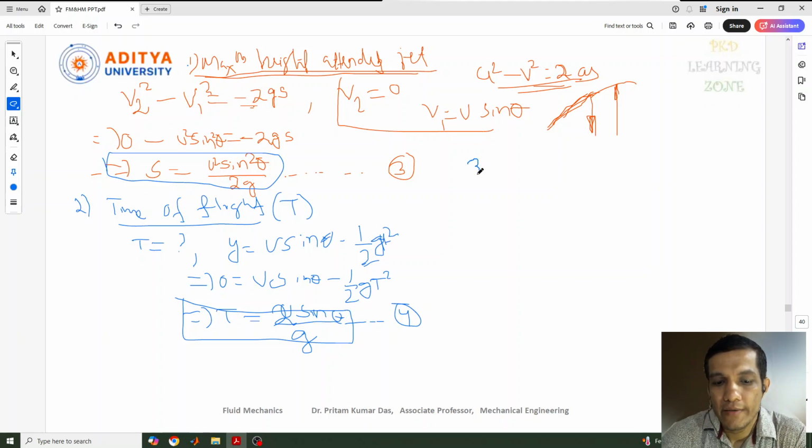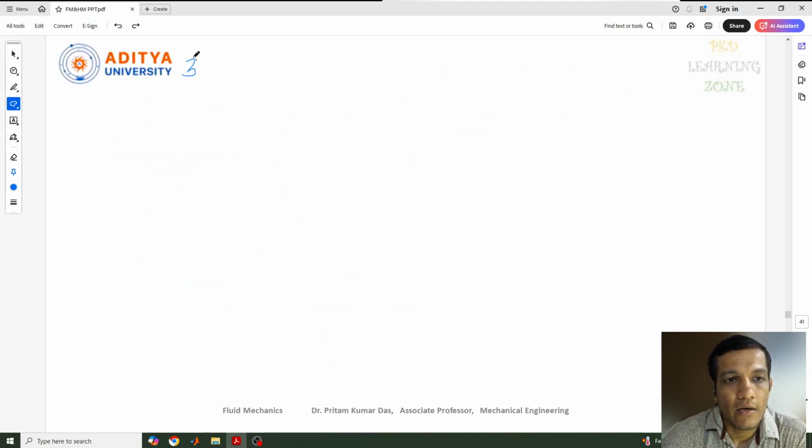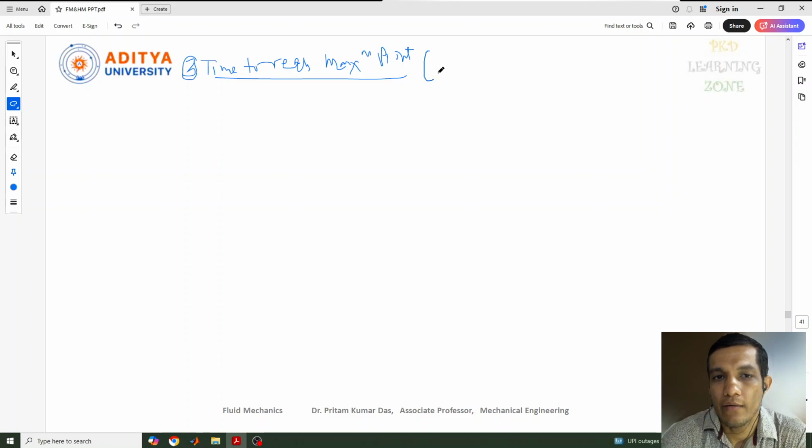Now we'll come to the third point. The third point is nothing but the time to reach the highest point. What is the time taken to reach the highest point? This is simple actually. What is the maximum time taken? This one we will call t star, since we have already used t.